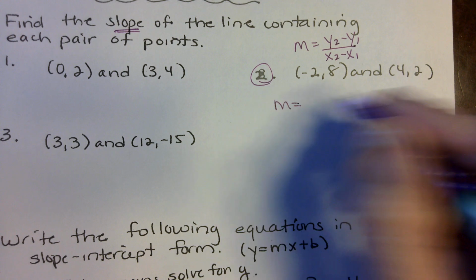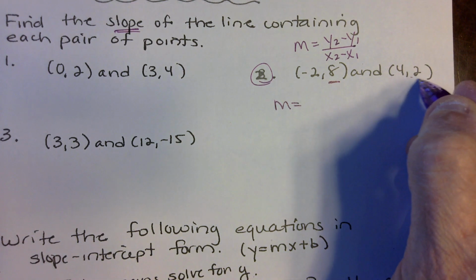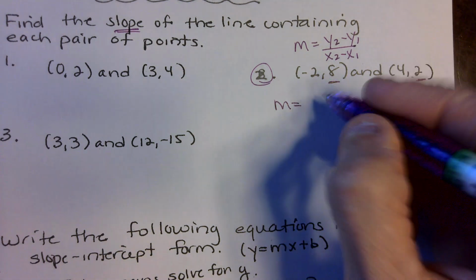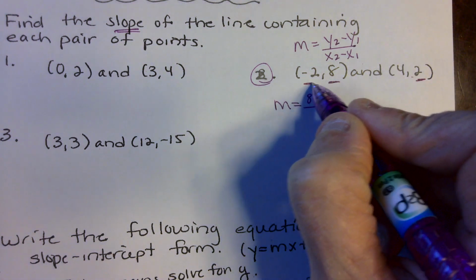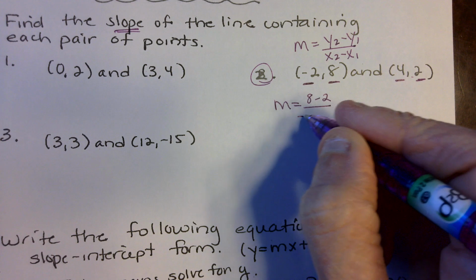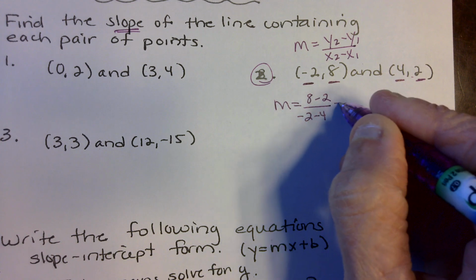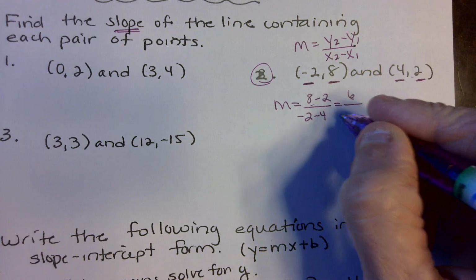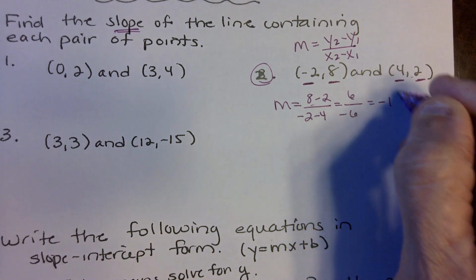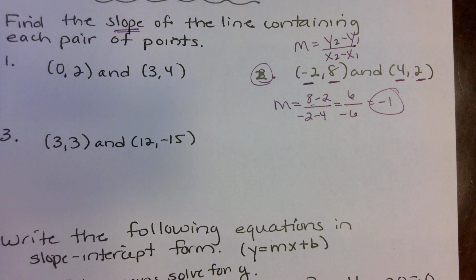The slope would be, y's are 8 and 2. So I'm going to do the 8 minus the 2 over negative 2 minus 4. So 8 minus 2 is 6, and negative 2 minus 4 is a negative 6, so the slope is a negative 1. Did you get that? Yes. Good. All right.